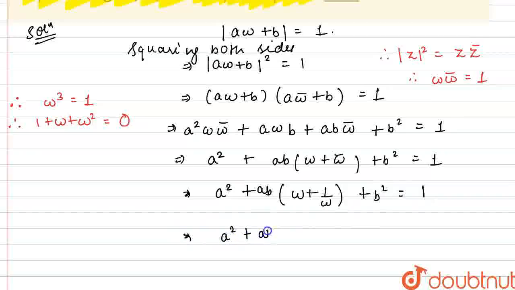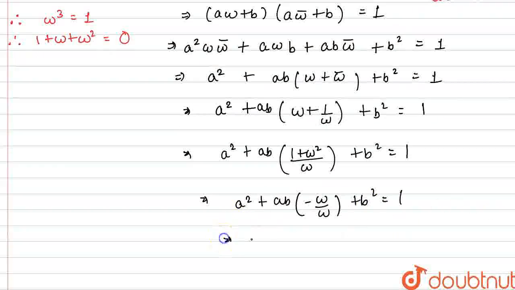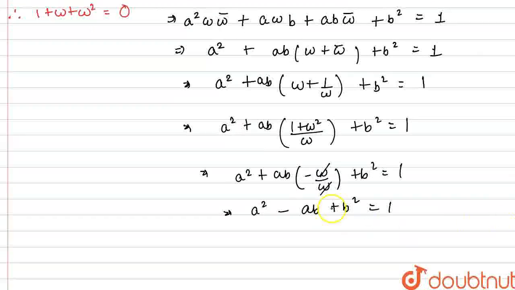Now just taking LCM here, in the denominator we'll get omega, in the numerator 1 plus omega square, plus b square is equal to 1. Now 1 plus omega square will be equal to minus omega. So we'll have minus omega upon omega plus b square is equal to 1. From here, omega and omega will cancel each other: a square minus ab plus b square is equal to 1. I can write this as a minus b whole square plus ab is equal to 1. Let's say this is equation number 1.